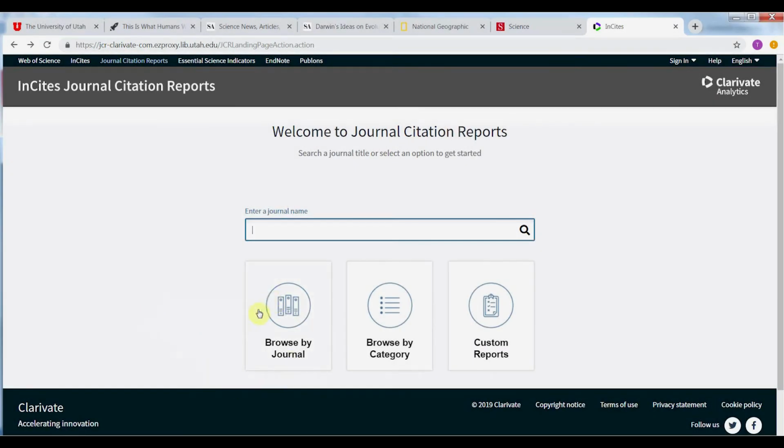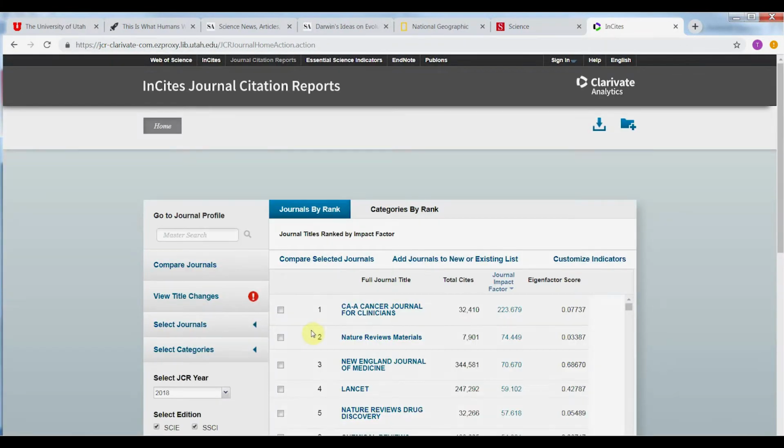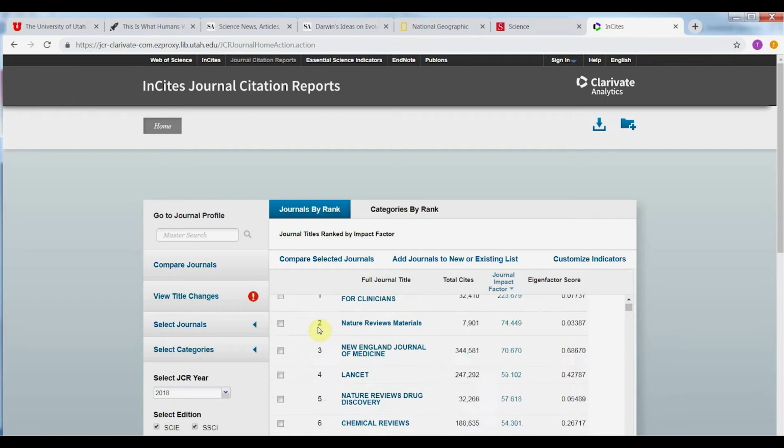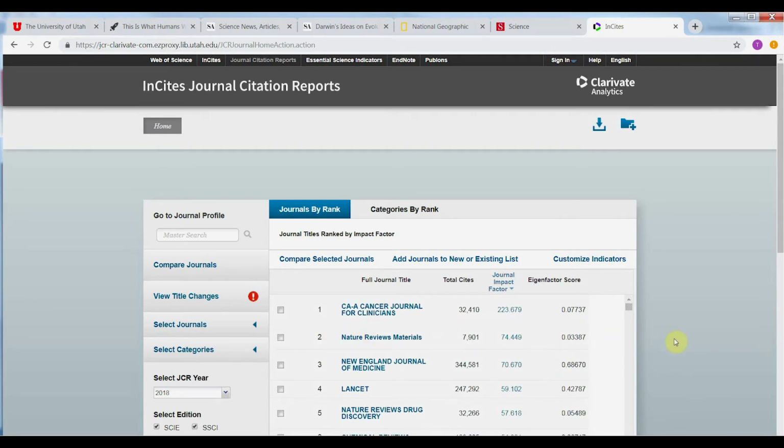So let's start by clicking Browse by journal, and we don't exactly want to browse. I don't want to click through all of these, but we should just stop quickly and note how this is structured. So we've got a journal right here, Nature Reviews Materials, New England Journal of Medicine, very common one. A lot of people have heard of it. The Lancet, likewise, very common. We have a list of total citations. New England Journal of Medicine has had 300,000 citations, and here we have an impact factor.